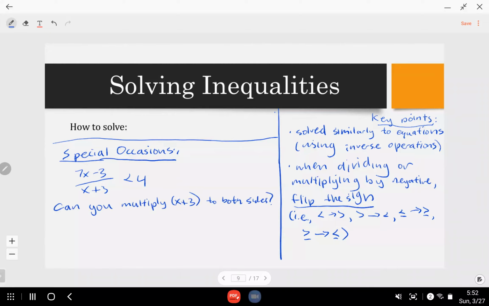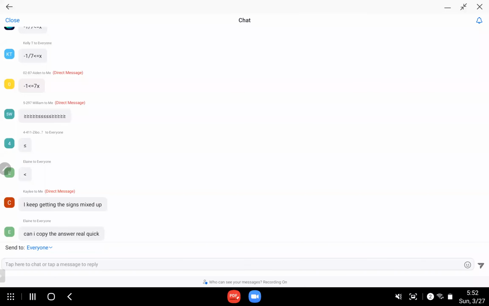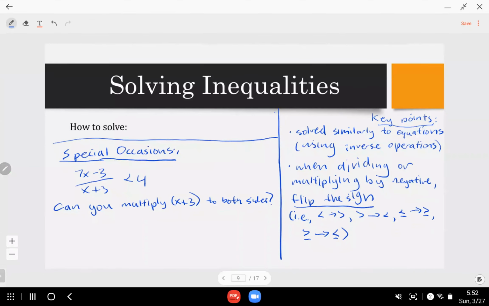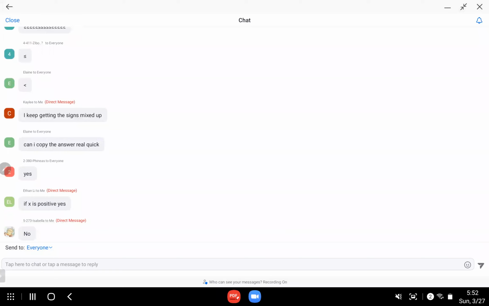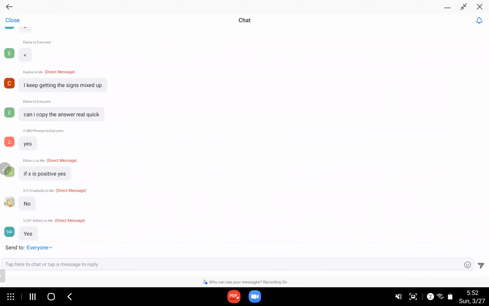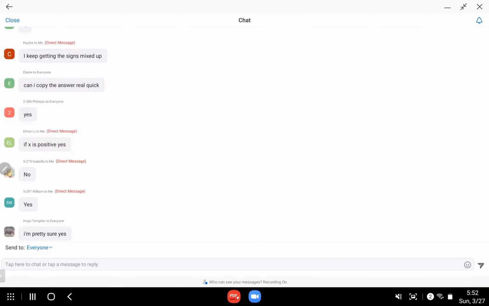Can you? So everybody in the chat, let's discuss this a bit. Can you cross multiply x plus 3? So what does everybody think? No. Okay, so Finney says yes. Ethan says if x is positive, yes. William says yes. Isabel says no. Hugo says pretty sure yes. So everybody discuss. Can you multiply x plus 3?